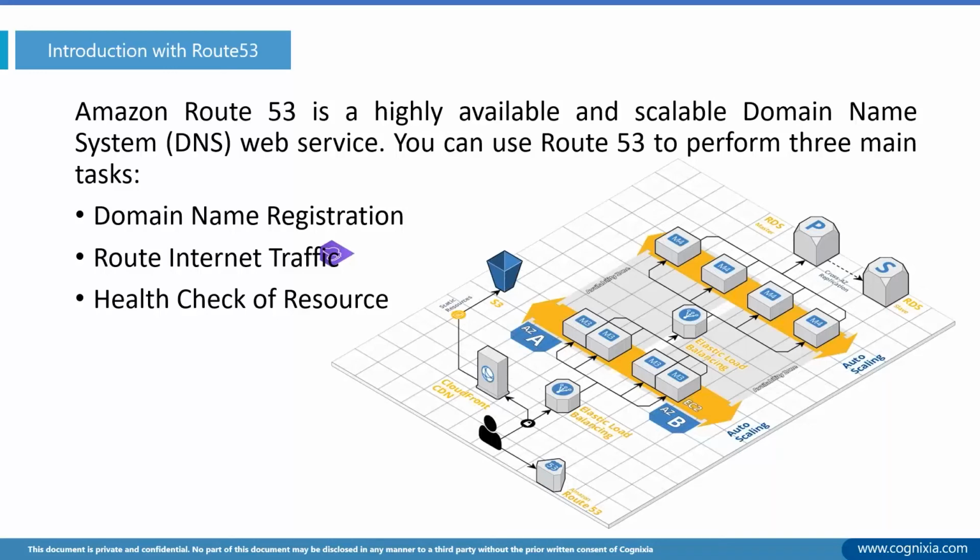Second is to route internet traffic. It's very important. When a user opens a web browser and enters the domain name you have, like abc.com, in the address bar, Route 53 helps connect the browser with your website or web application. So it basically routes the internet traffic to a particular application server or a web server. It's very interesting.